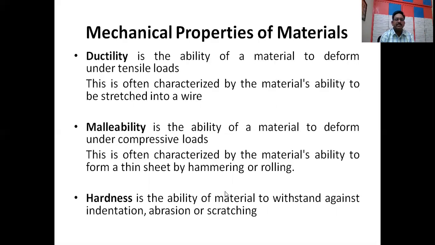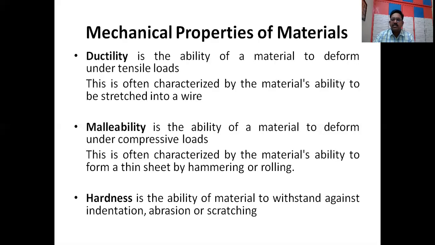The third one is hardness. Hardness is the ability of a material to withstand indentation, abrasion, or scratching. When we say that a material is a hard material, when we try to scratch it, there are no scratchings. When we try to hammer on it, there are no indentations at that particular place, or abrasions, no wear and tear at a particular place, then we call it a hard material. So hardness is nothing but the ability of a material to withstand indentation, abrasion, or scratching.